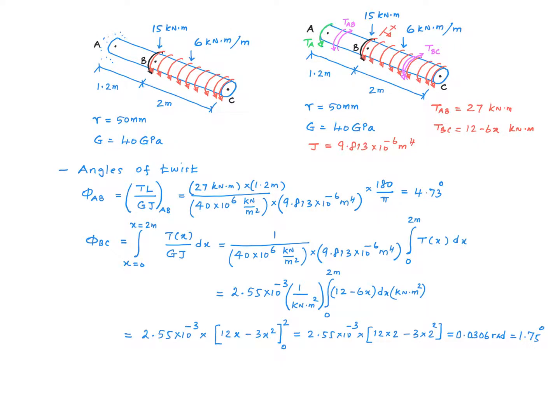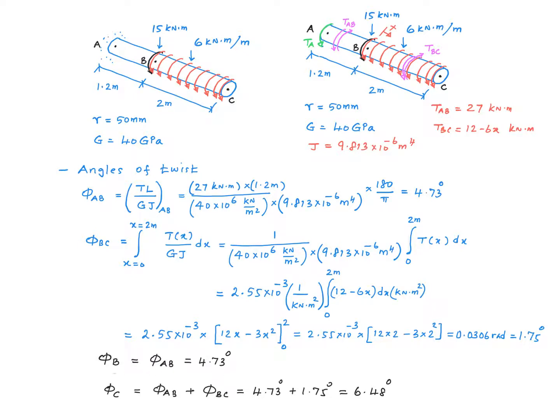Since the torque varies within BC, we use the integral formula to find the angular twist of the segment BC. But we do note that the quantities G and J are independent of x, so they can be pulled out of the integral. This expression then simplifies to this, and here is the torque within BC as a function of x. So we substitute this function in here, integrate this, apply the limits, where x goes from 0 to 2 meters, right? And I get this value, 1.75 degrees for the angular twist of segment BC.